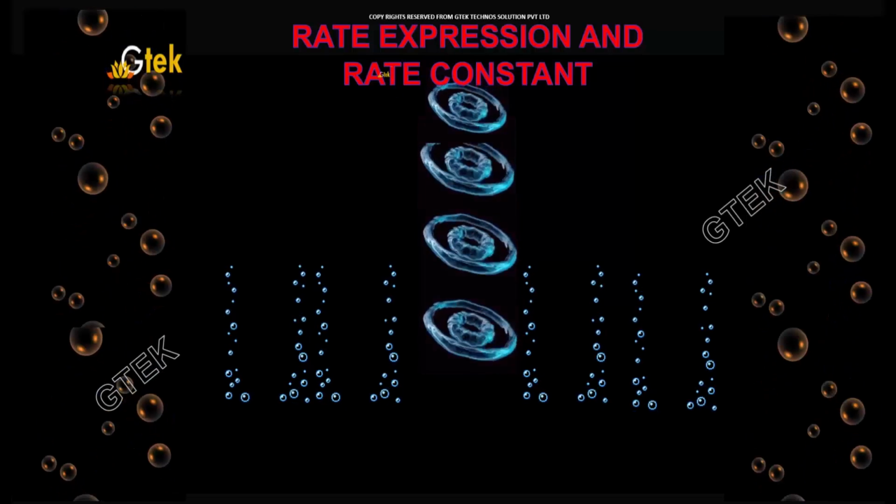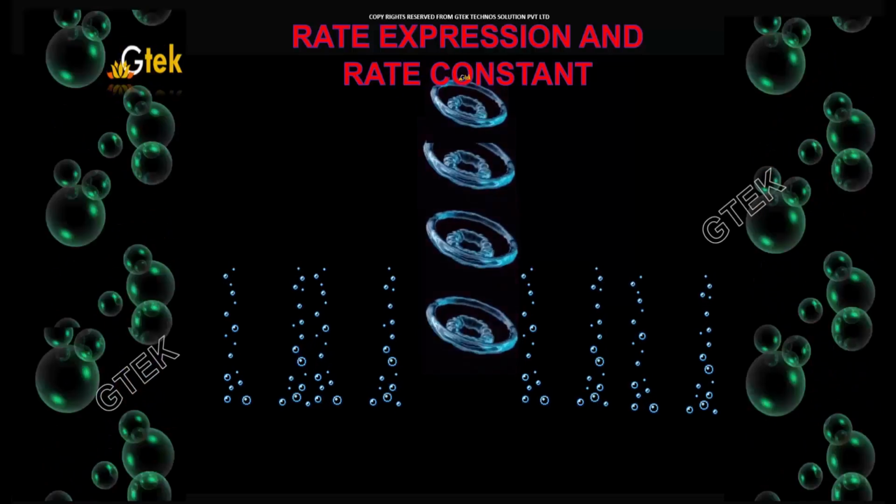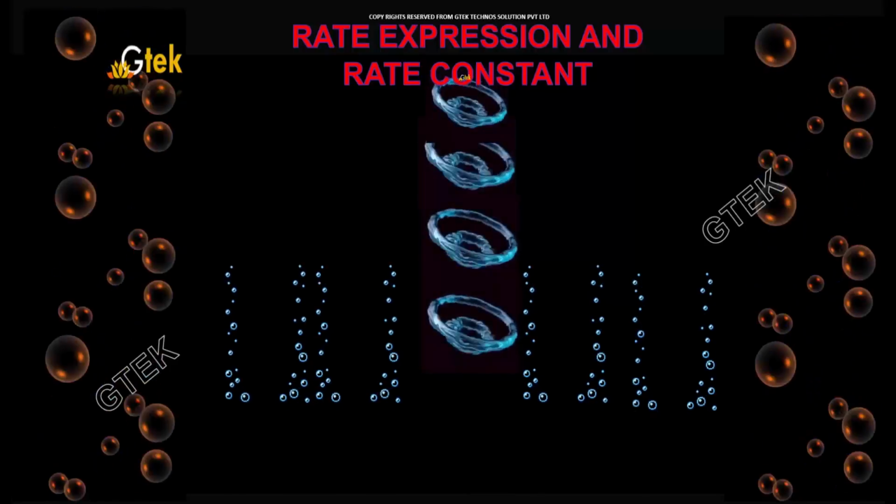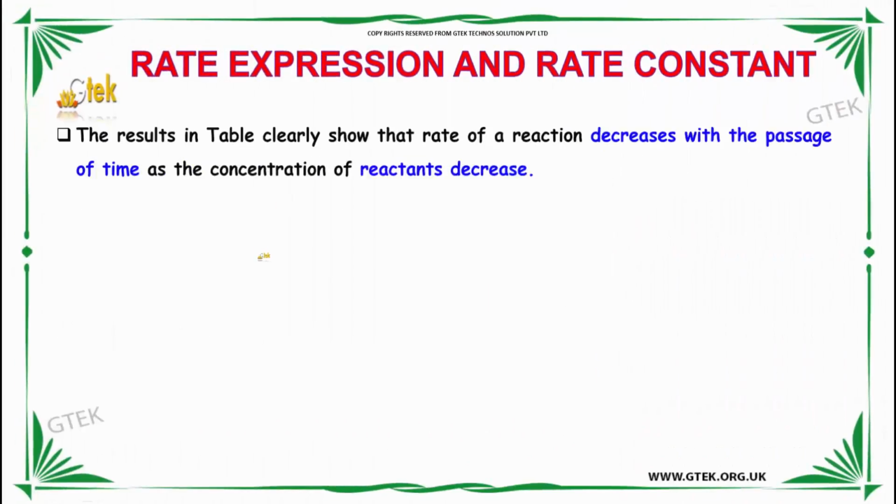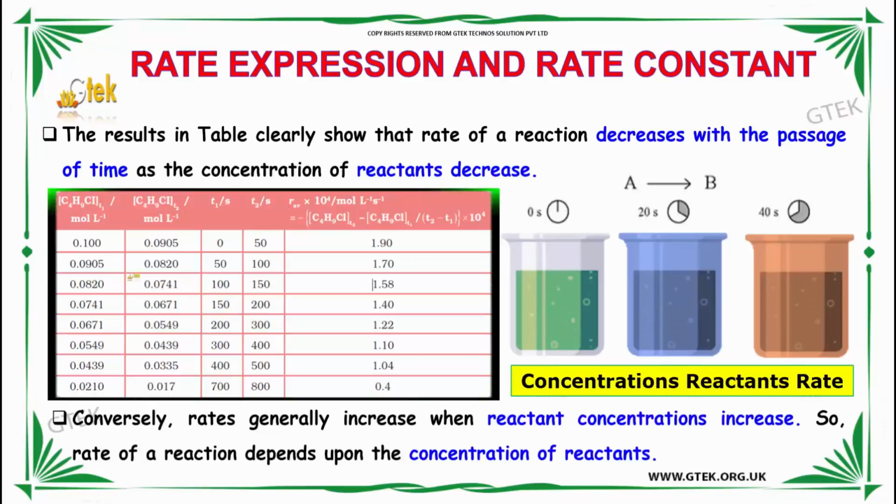Let's talk about the rate expression and the rate constant now. The results in the table clearly show that the rate of the reaction decreases with the passage of time. You are able to see the rate of the reaction is reducing. As the concentration of the reactants decreases and the time increases, the output of the reaction is reducing.